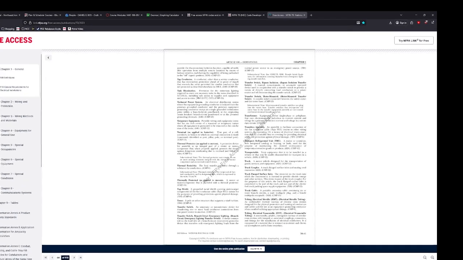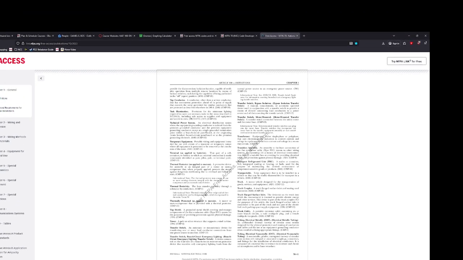Okay, up here, tap conductor. A conductor other than a service conductor that has overcurrent protection ahead of its point of supply that exceeds the value permitted for similar conductors that are protected as described elsewhere in 240.4. Okay, there we go, next.